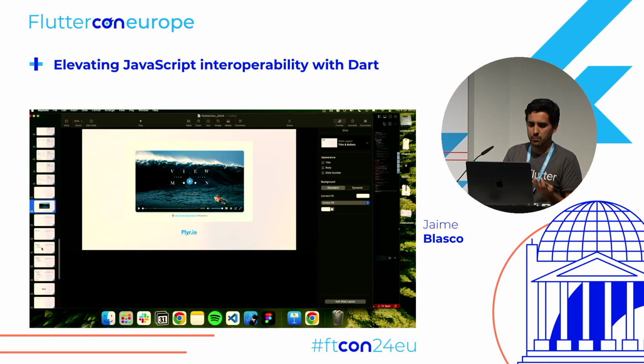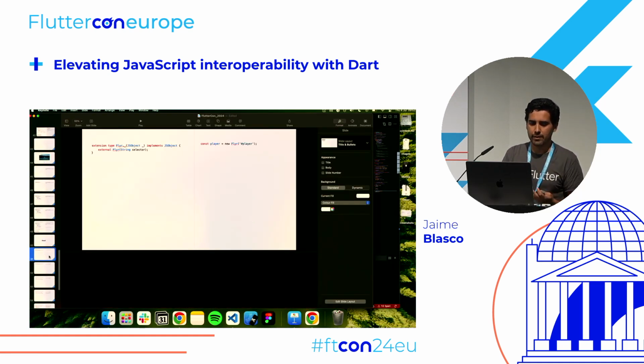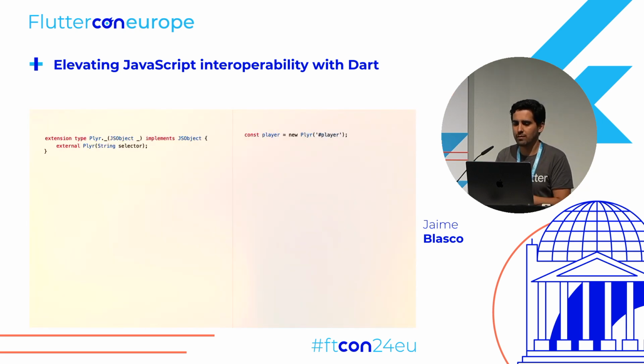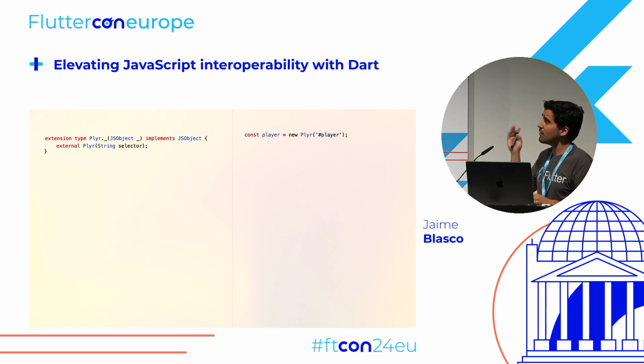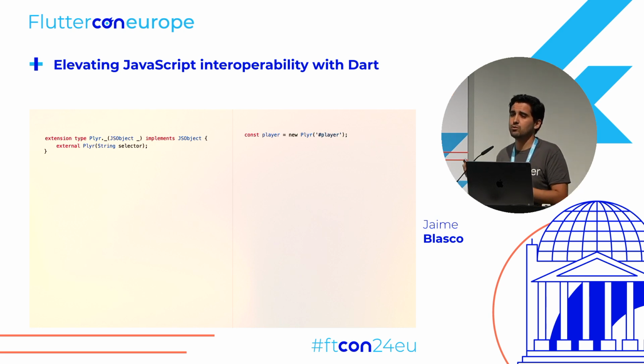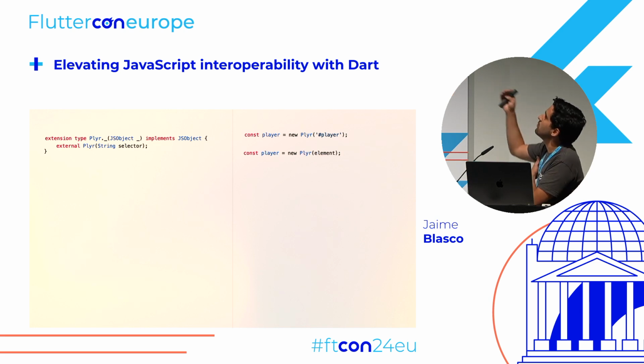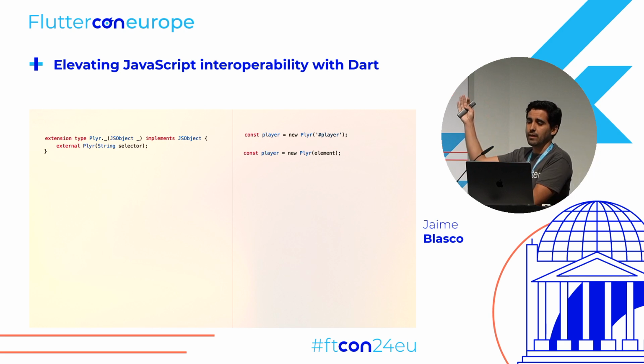Now that we have this player object, before we finish, I want to show some tricks that we can use when we are designing a Dart library using JavaScript interoperability. A lot of libraries allow you to use different types in the constructors. For example, you can pass a selector or the element itself, so it finds the element by ID, class, or whatever, and also allows you to use directly the element itself. So it's the same constructor with different types of parameters.